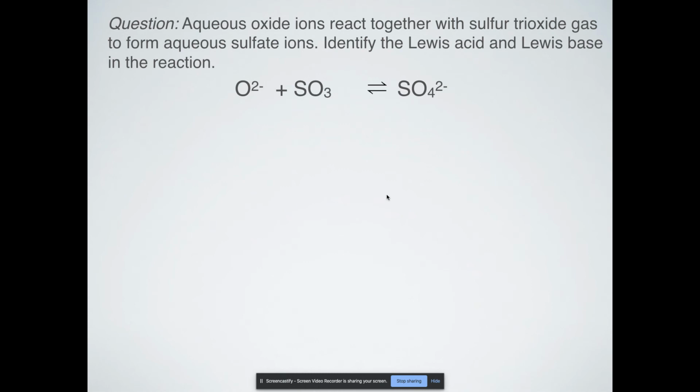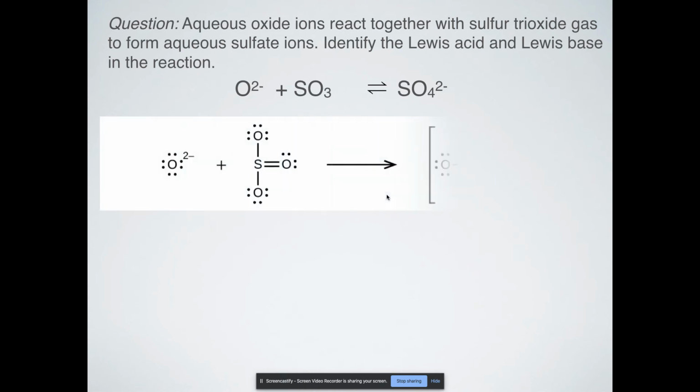In order to actually figure it out with 100% certainty, we would need to draw the Lewis dot structures. So here's what the Lewis dot structures look like. This is oxide, this is sulfur trioxide gas, and then this is a poorly drawn sulfate ion. Remember, we talked about how it can have an expanded octet. So if we were drawing this exactly the way it exists, you would actually have a double bond here and a double bond here. And we would use our two pairs of electrons to make them double bonds. But in reality, it doesn't really matter. This is just one way of drawing a sulfate ion. It's just not an accurate way of drawing a sulfate ion.